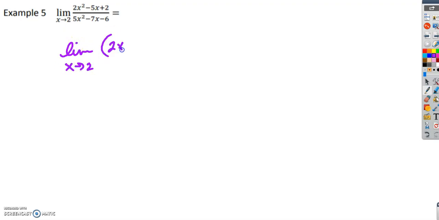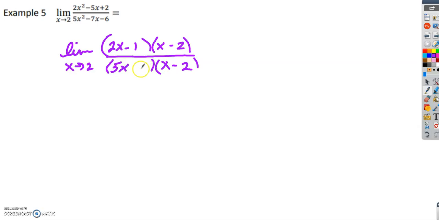I can factor the top. I get 2x and x, and I get 2 and 1 and minus. Okay. On the bottom, I end up with an x minus 2, a 5x here, and a plus 3. Again, if you need review with factoring, you're going to need to go online and find some places to review quadratic factoring. It's not hard, and there are tons of resources. So take your time and find that if you need to.